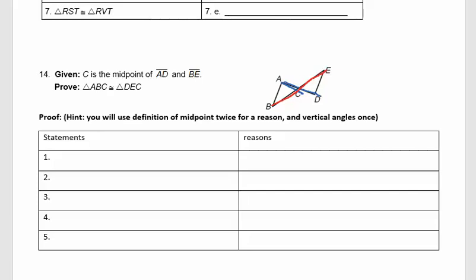And we have the triangle ABC is congruent to triangle DEC. That's what we're trying to prove. That's what we're going to end up with. Our reason for that will either be SSS or SAS because that's what we've learned. And we have some hints that we will use the definition of midpoint twice and vertical angles once. So if we put down our given and then we use definition of midpoint twice, that's all you're going to have to do.